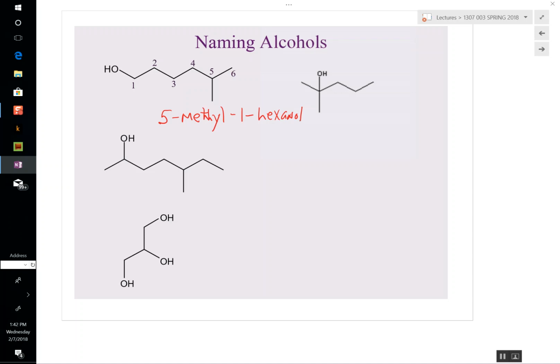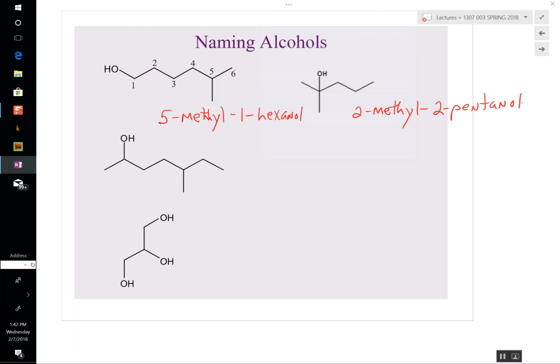Go ahead. 2-methyl-2-pentol. Never mind. I went to the other one. The one next to the top. Oh, you're doing this one up here? Yeah. Okay, all right, give it to me. 2-methyl-2-pentanol. Is that good? Yes. Okay, we got a nod. Good. Okay, who wants to do the next one?